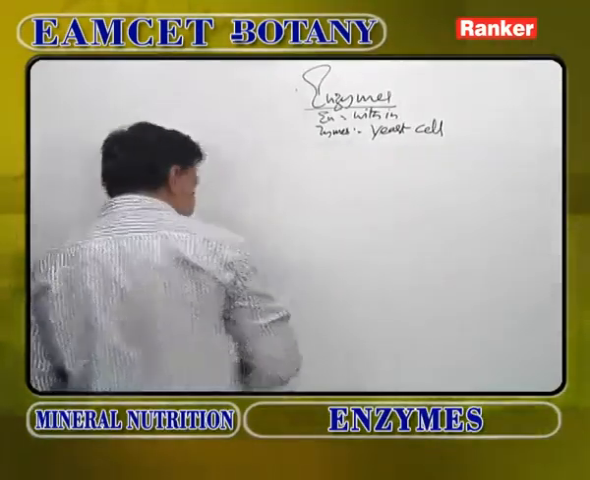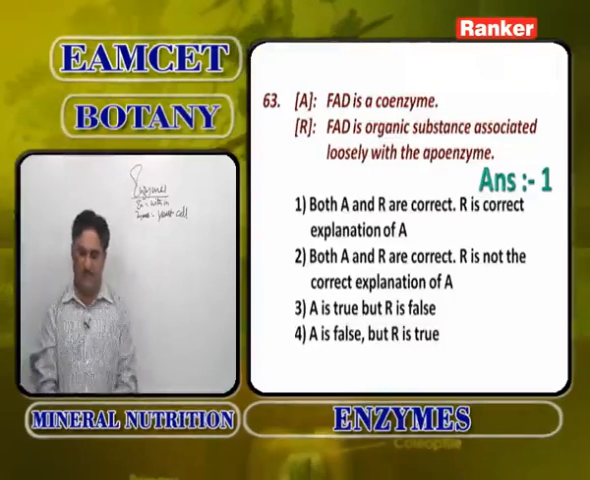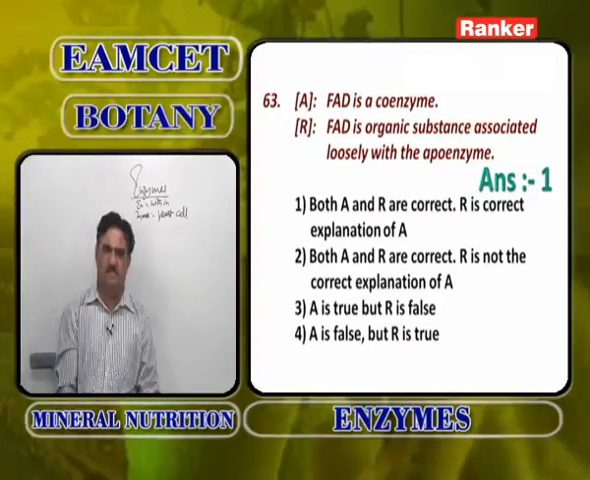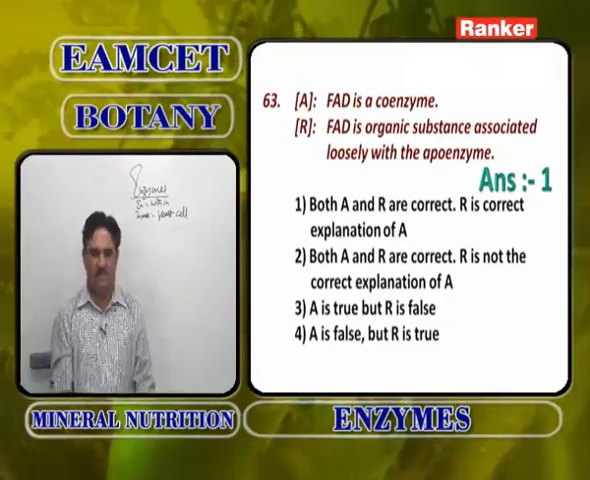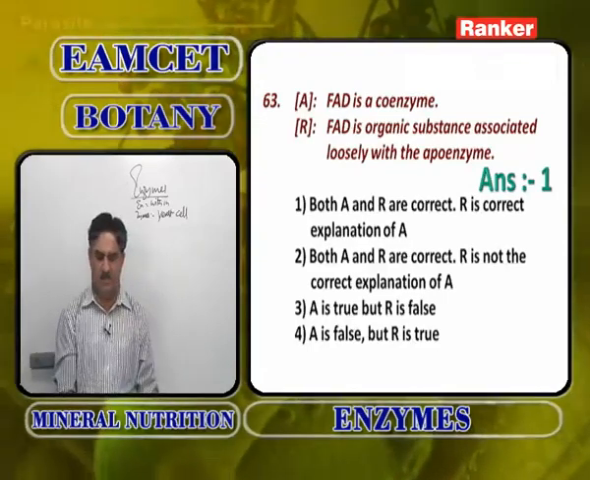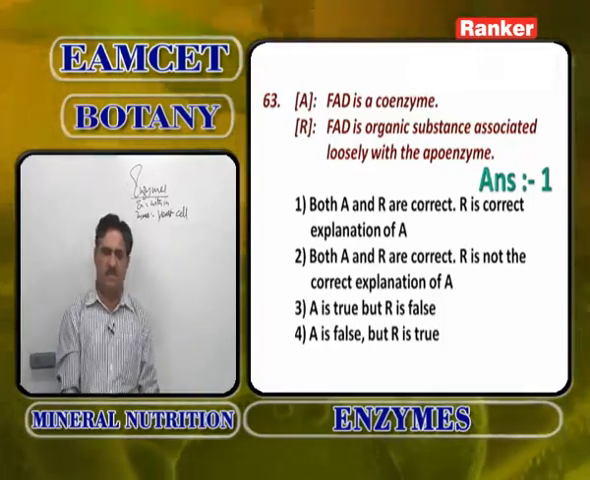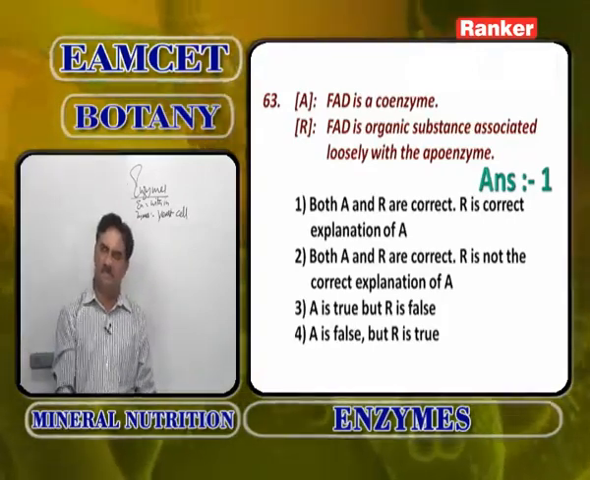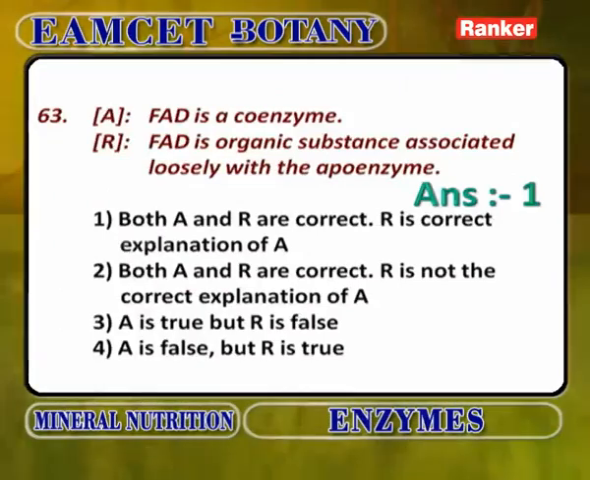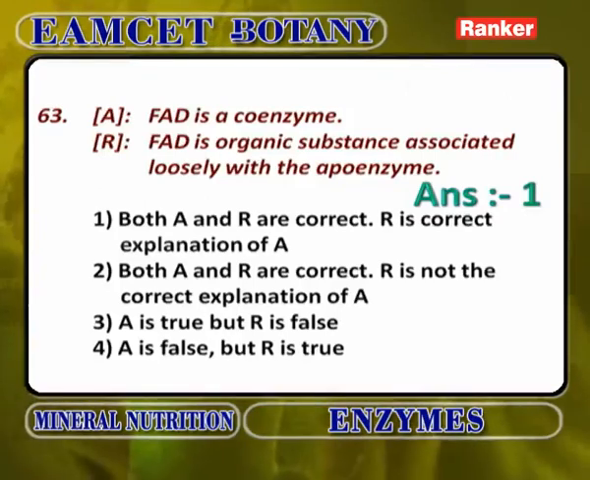So here assertion is: FAD, flavin adenine dinucleotide, is a coenzyme. Reason: flavin adenine dinucleotide is an organic substance associated loosely with apoenzyme. So definitely if it is tightly attached to apoenzyme, it is called prosthetic group. When it is attached loosely to the apoenzyme, it is called coenzyme. So FAD is a coenzyme. Why? Because it is loosely attached to the apoenzyme. So A and R are correct. R is the correct explanation of A.